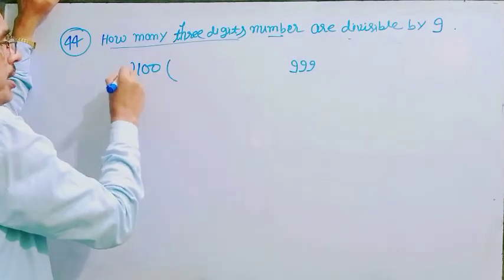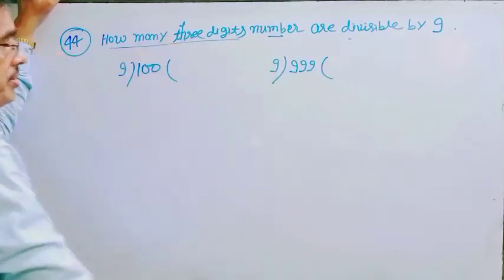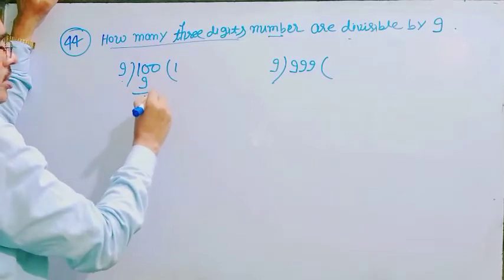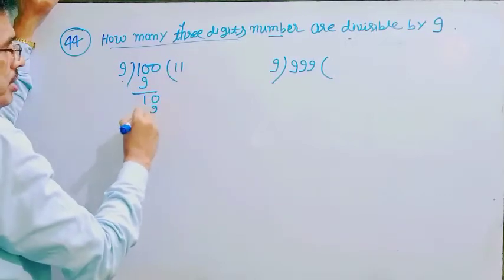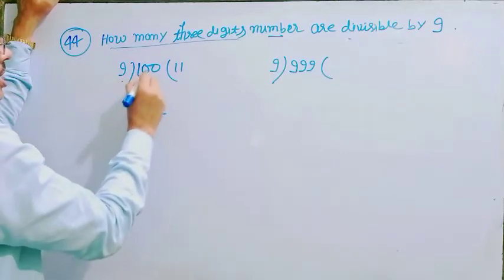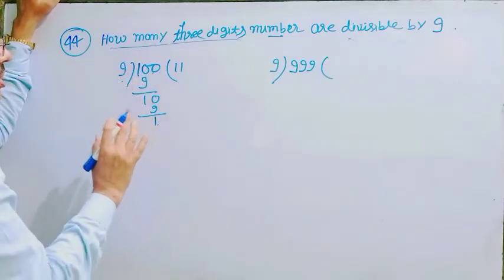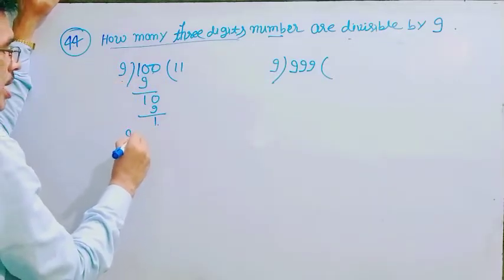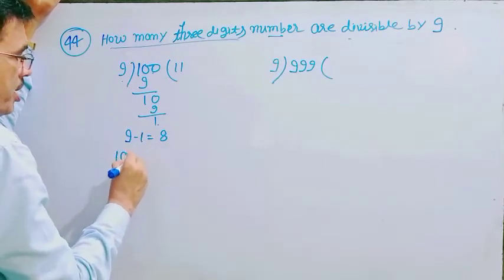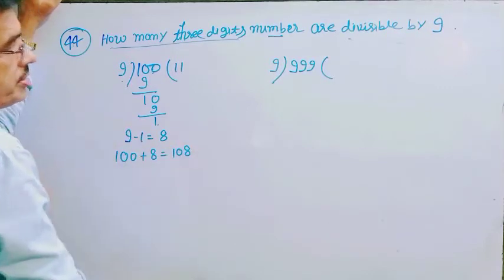So we divide by 9. And what is the largest number divisible by 9? So we divide by 9. 9 ones are 9, then 1, 0, again 9 ones are 9, then 1. So it is the smallest 3-digit number. If you subtract 1, then you get a 2-digit number. So in this question, first you write 9 minus 1, that is 8. So the first number is 100 plus 8, that is 108.